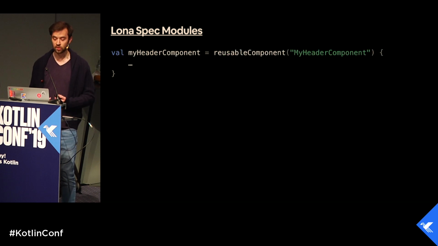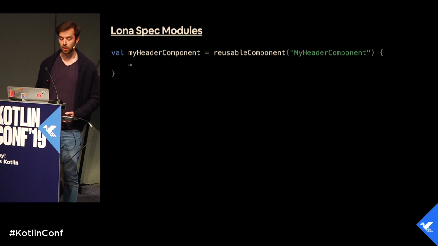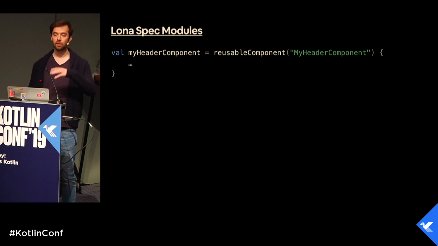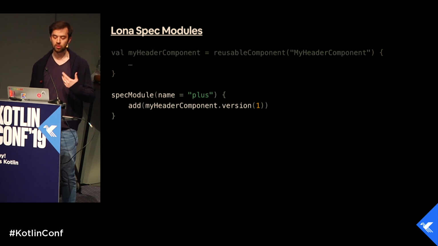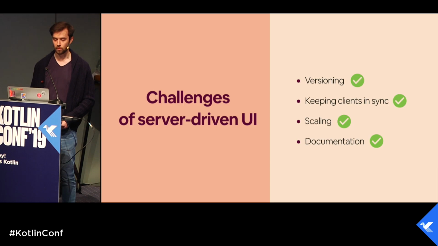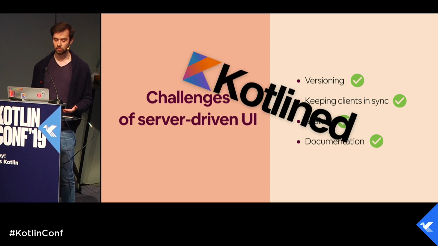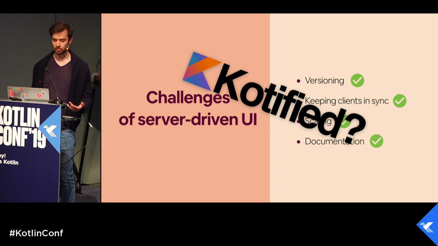As we've seen, our design system relies on reusing components. And so we made component spec definitions reusable as well. Those are defined at the top level of the spec project, like this. And they can be used and reused inside spec modules, like this. And so that's how Kotlin helped us solve the biggest challenges of server-driven UI. We Kotlined it, or codified it. None of these sound right.